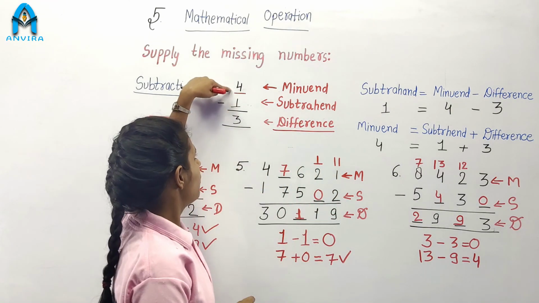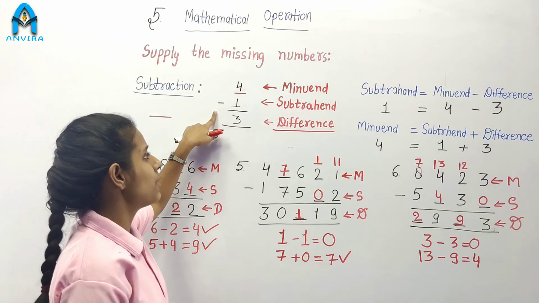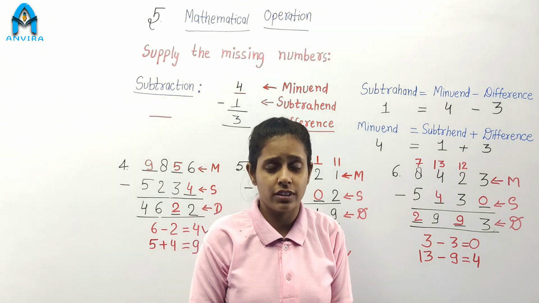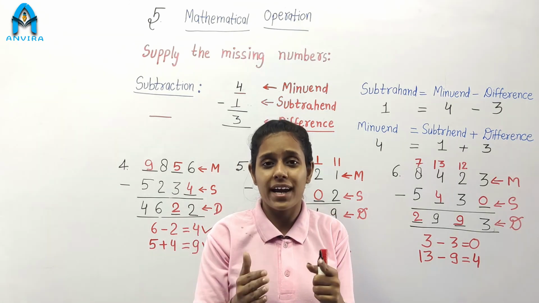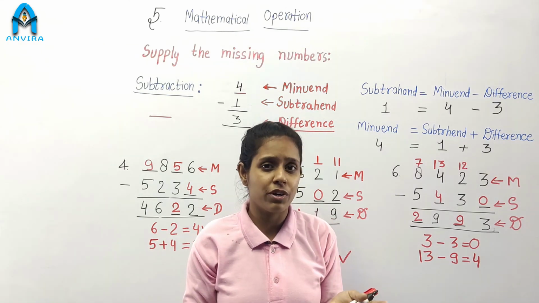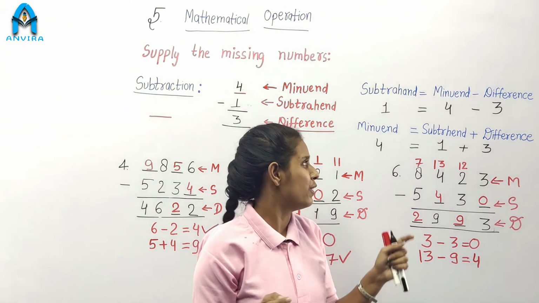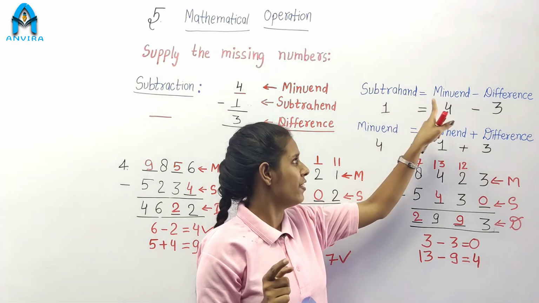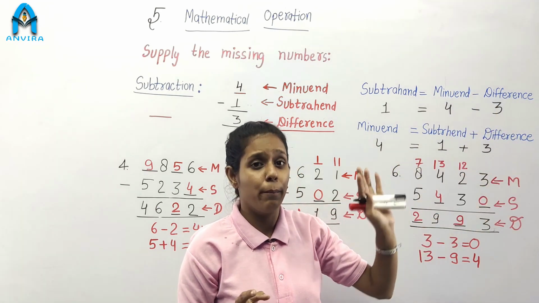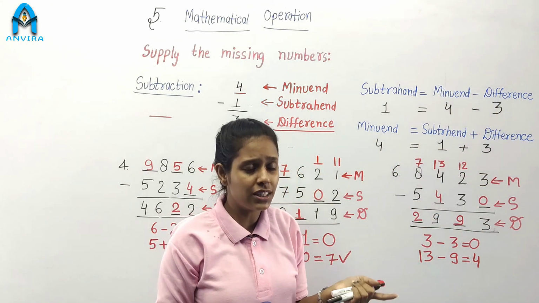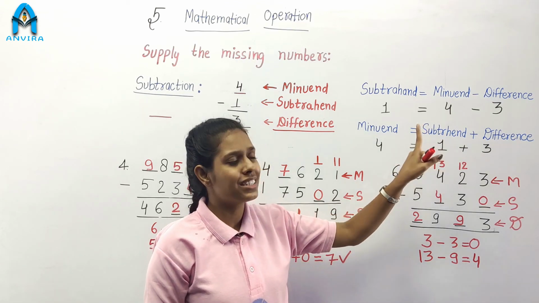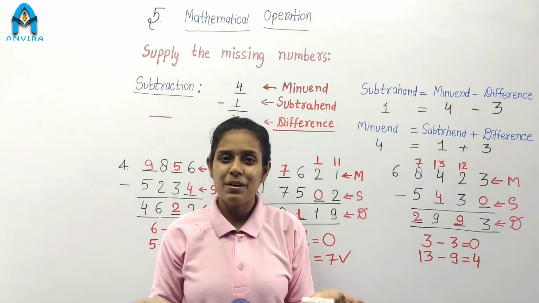So in this, we found some minuend, subtrahend, and differences. We all know how to find the difference: minuend minus subtrahend is equal to difference. But if minuend or subtrahend is missing, what do we have to do? If the subtrahend is missing, we have to do minuend minus difference. But if the minuend is missing, what do we have to do?